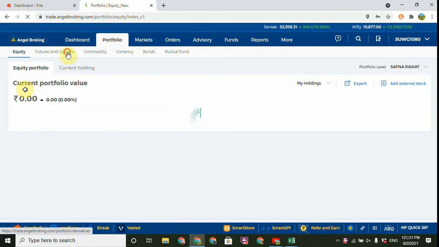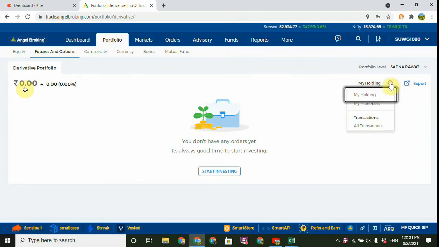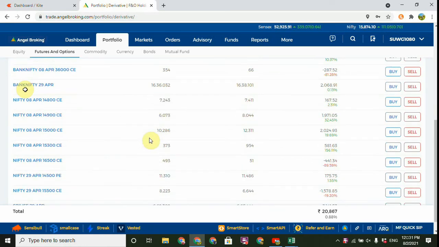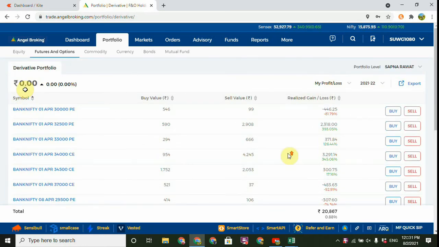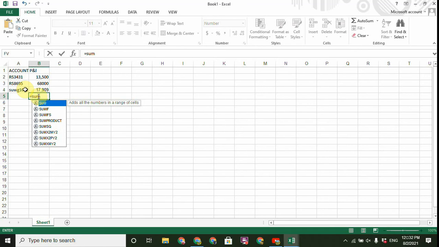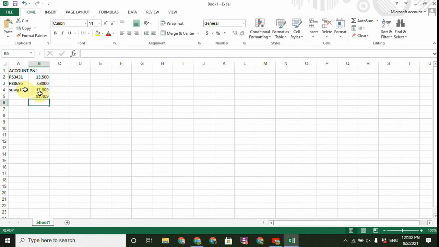We go to futures and options, then profit and loss. In June there is no transaction. So this is the total. It comes out to around 99,000. This is for the month of June.